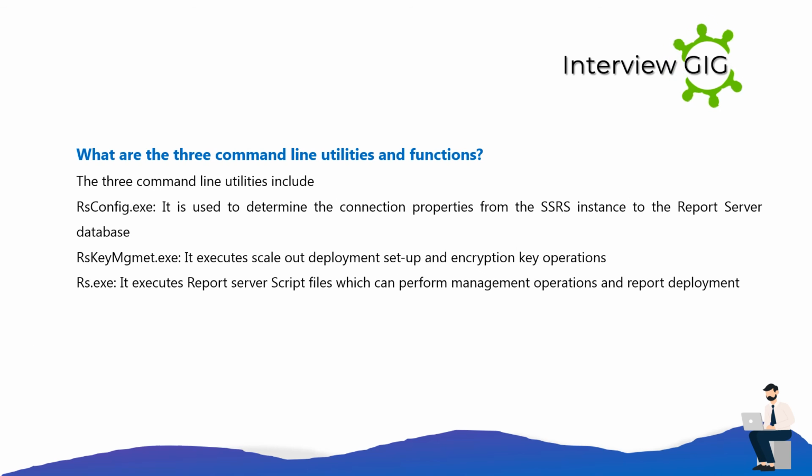What are the three command line utilities and functions? The three command line utilities include rsconfig.exe. It is used to determine the connection properties from the SSRS instance to the report server database. rskeymgmt.exe. It executes scale-out deployment setup and encryption key operations. rs.exe. It executes report server script files which can perform management operations and report deployment.